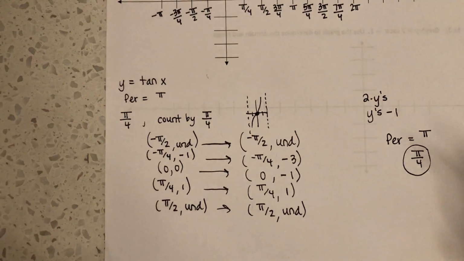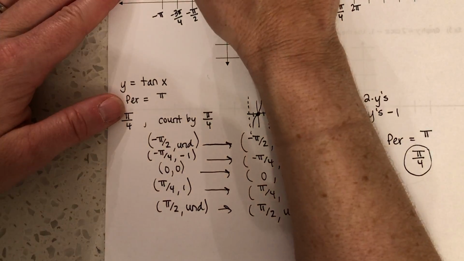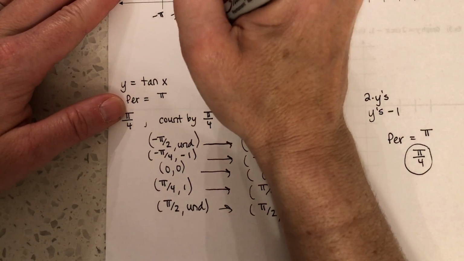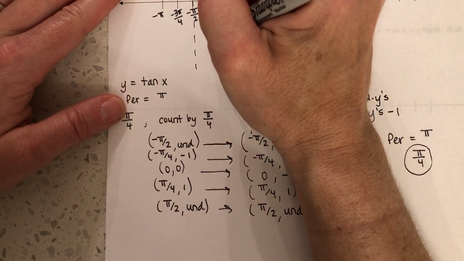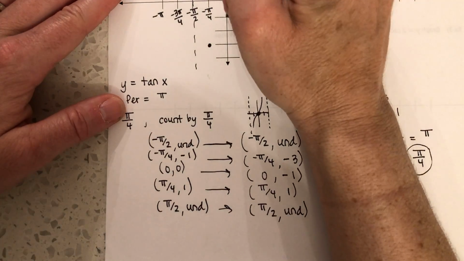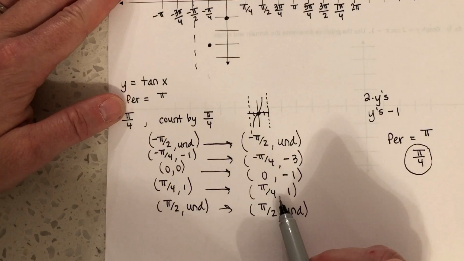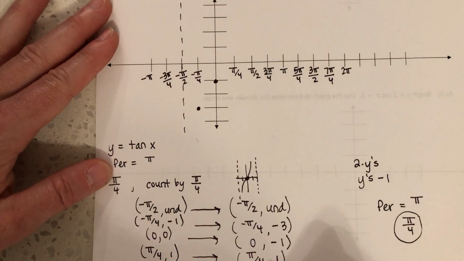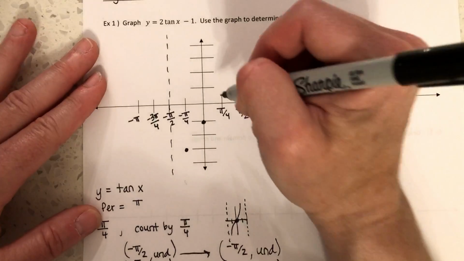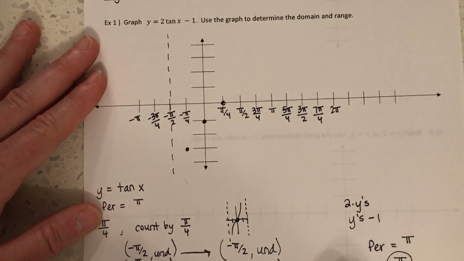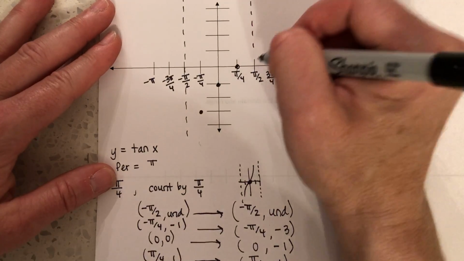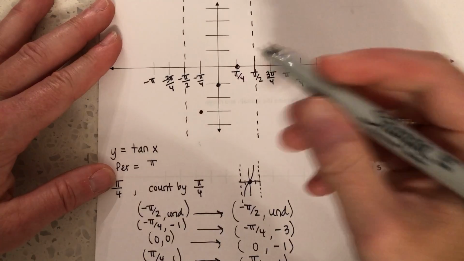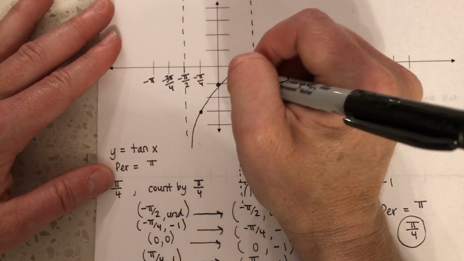All right, so let's plot what we got. Negative pi over 2, undefined. Negative pi over 4, -3. 0, -1. Pi over 4, oh, not on the graph, sorry. Pi over 4, 1. And then pi over 2 undefined. And that's the new transformed cycle of the tangent graph.